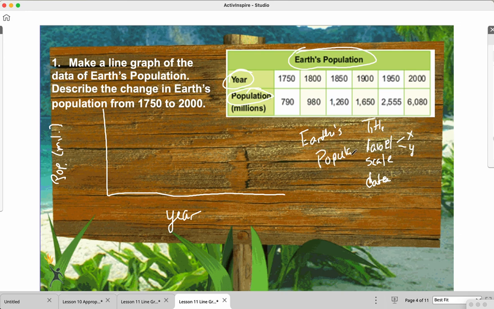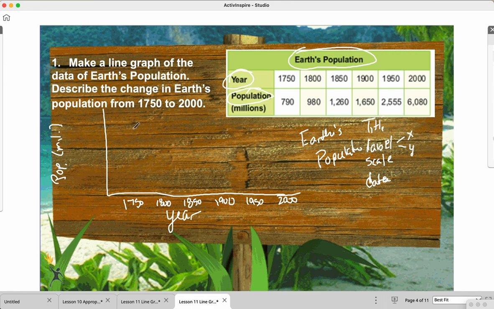Now I'm going to go ahead and graph. I've got my title, I've got my labels, I need a scale. The bottom's pretty easy. It's giving me the information every 50 years. So I'm going to have 1750, 1800, 1850, 1900, 1950, and then finally 2000. Extend my x-axis.